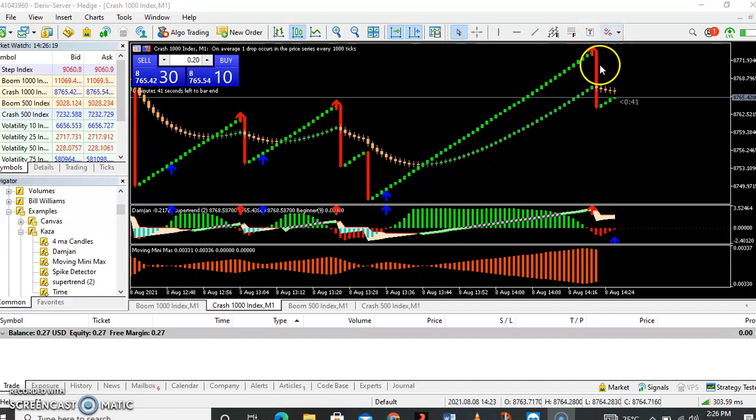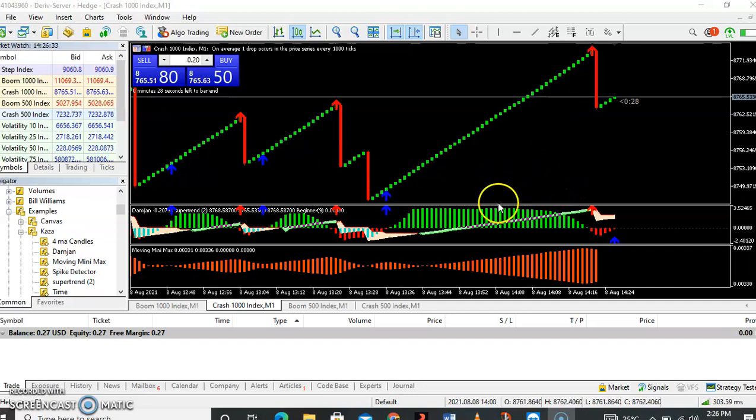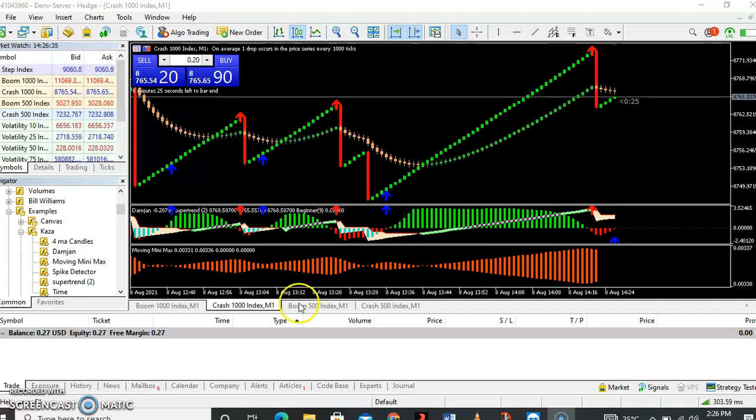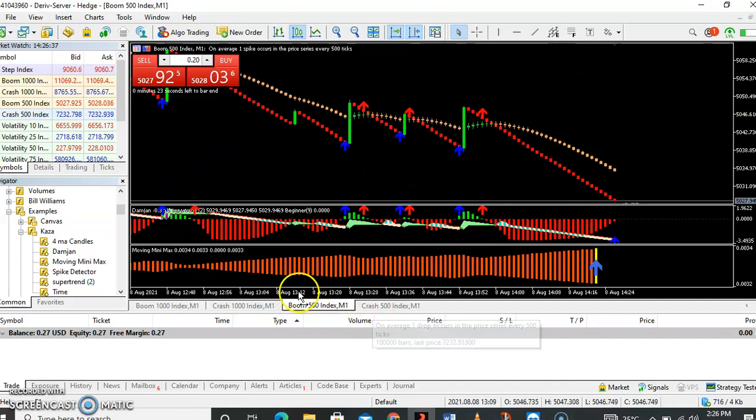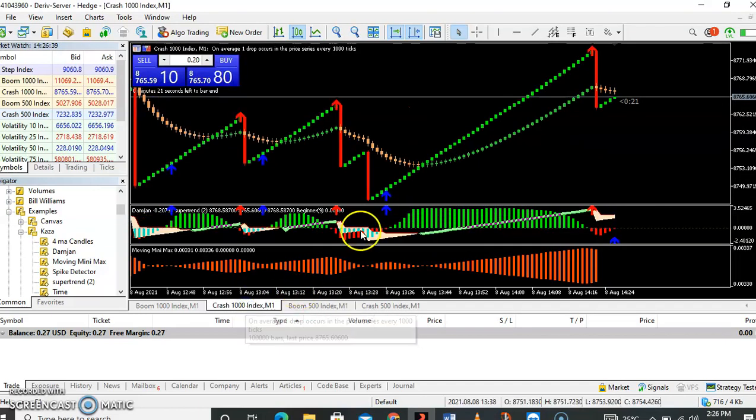Now we have the arrows you see, the blue and the red arrows. They are, I'll say, your confirmation in terms of entering a trade, but they are not your only confirmation. You have other confirmations as well, so I will be taking you through all the confirmations. This is basically how it is. Once you're done setting up, it looks exactly like this.